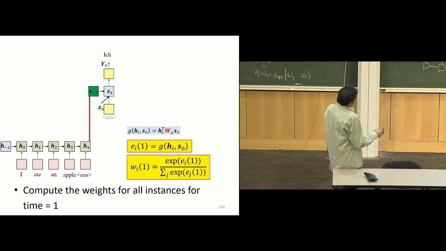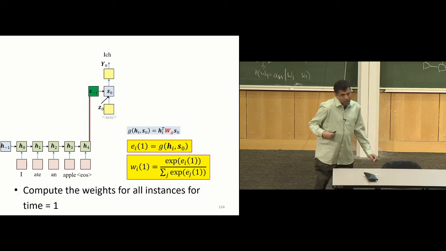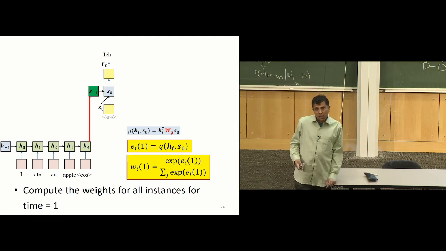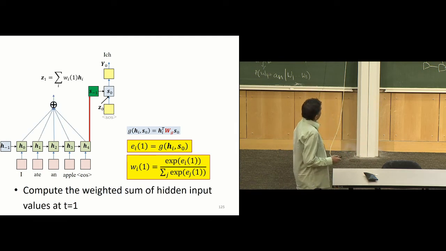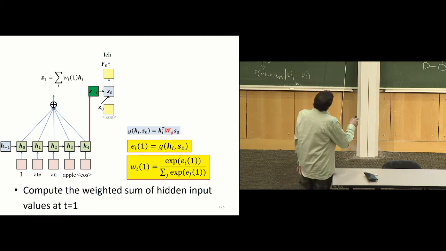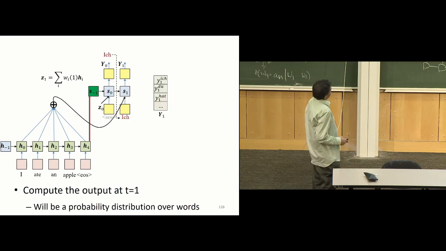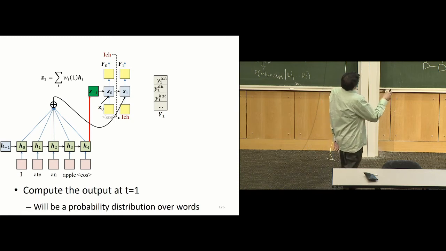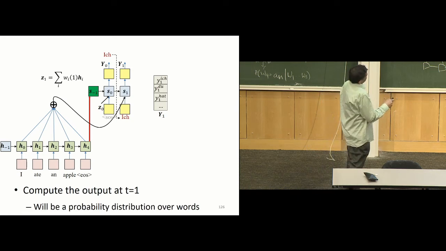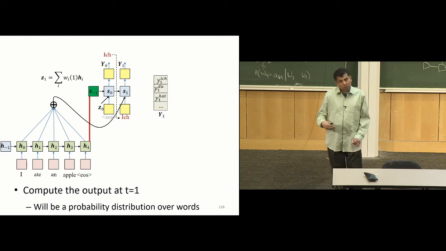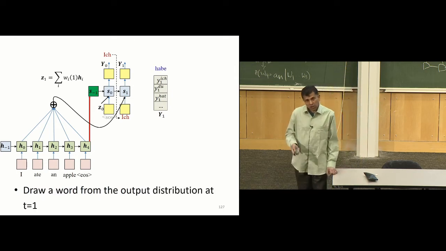And these raw weights are now going to be passed through a softmax to compute the normalized weights. And these normalized weights are now used to compute a weighted average of these hidden values, which is the context, which is now fed in along with the word that we drew the first time, to produce the probability distribution of the next time from which you draw a word.